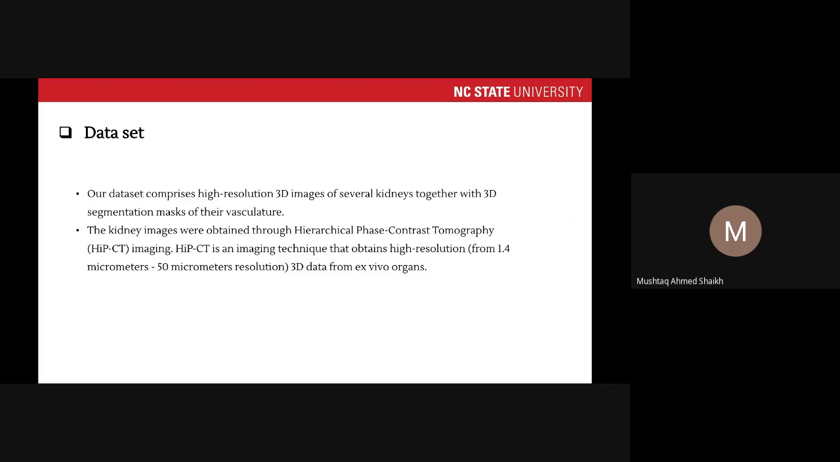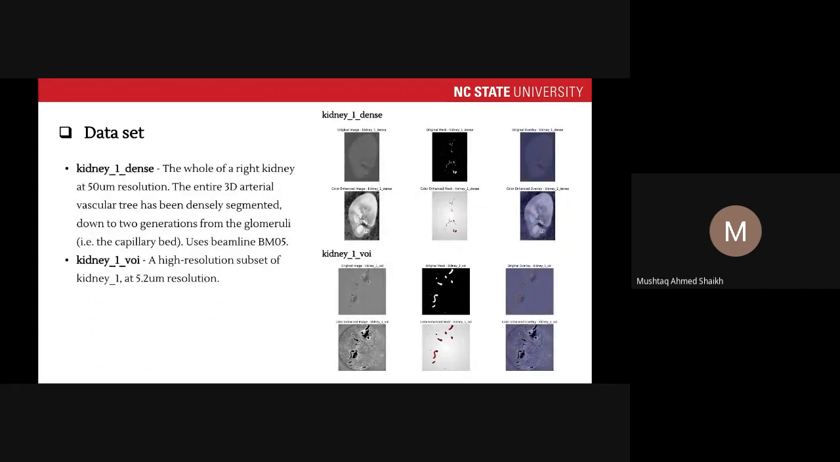The kidney images were obtained using HiP-CT, which is hierarchical phase contrast tomography CT imaging. So HiP-CT is basically an imaging technique that obtains high resolution 3D data from ex vivo organs. So our data set consists of five different classes, which are differentiated on the basis of resolution and on the basis of which kidney is being shown in the image.